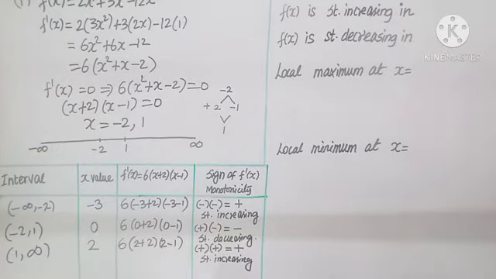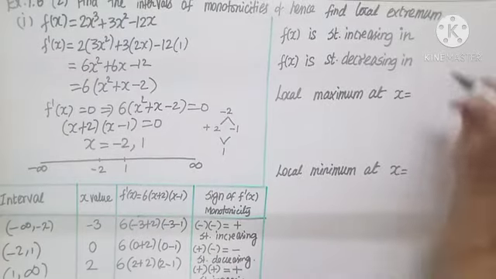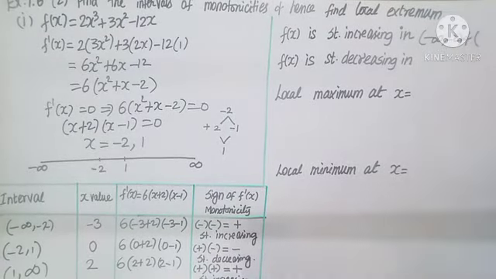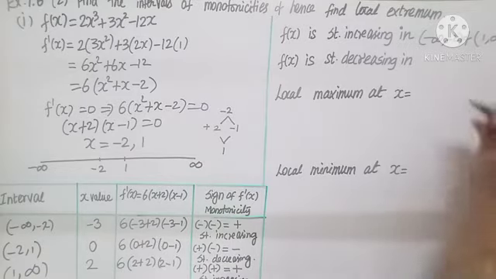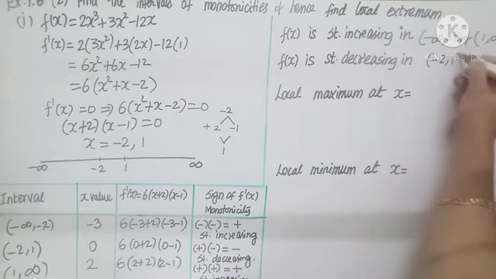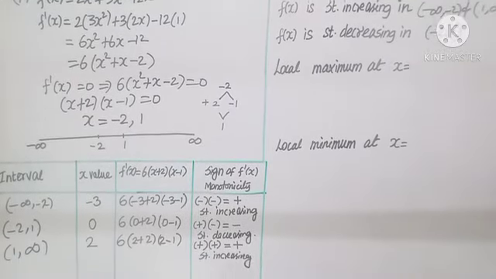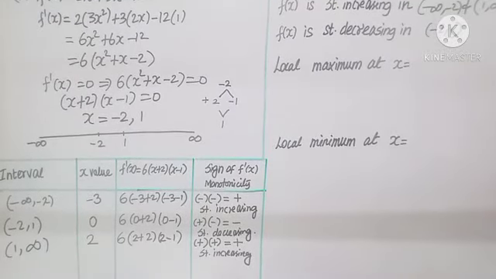So the given function is strictly increasing in minus infinity to minus 2 and 1 to infinity, and it is strictly decreasing in the interval minus 2 to 1. As we write the increasing and decreasing intervals, the first part of the question is over.